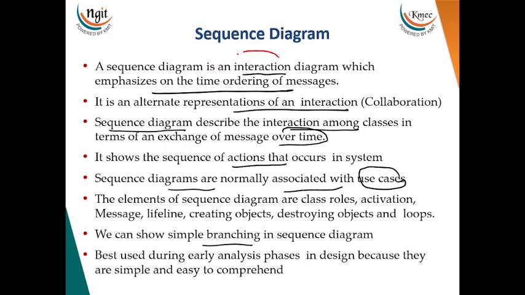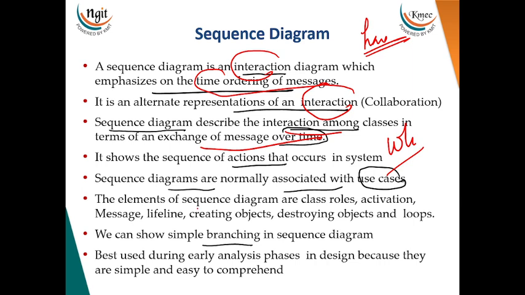A sequence diagram is an interaction diagram which emphasizes the time ordering of messages: how much time you have spent, what the duration is, and so on. It represents the interaction and collaboration. A sequence diagram describes interaction among the classes and the exchange of messages over time. This shows the sequence of actions that occur when the system works. Sequence diagrams are normally associated with use cases. We can show simple branching in sequence diagrams, and sequence diagrams also have class roles, lifelines, creating objects, destroying, and everything. Best used during the early analysis phases. Thank you very much.